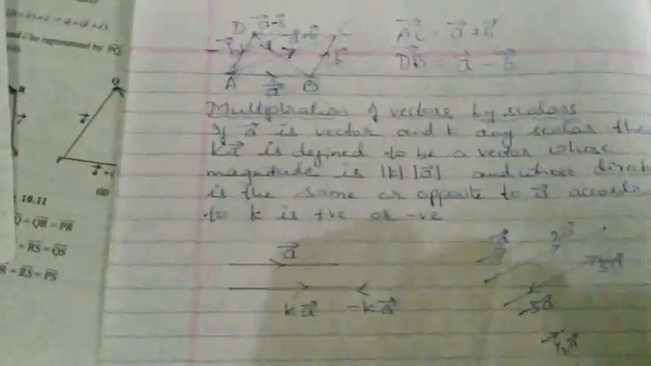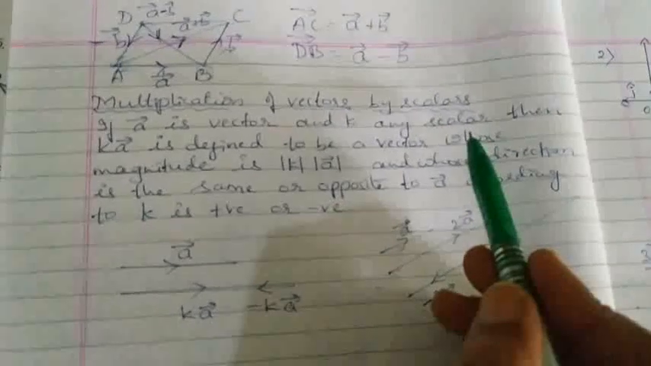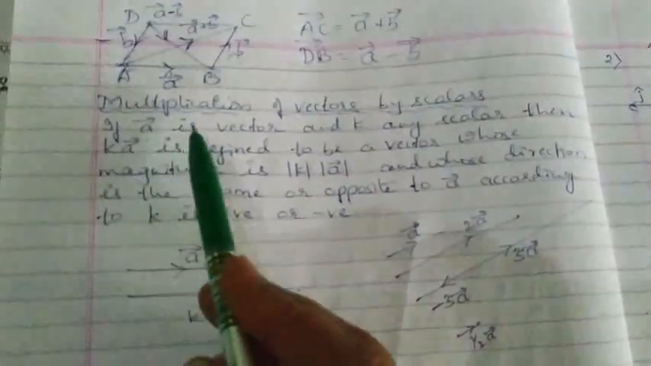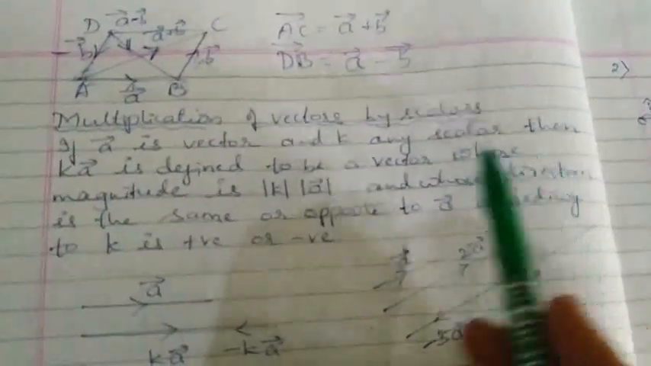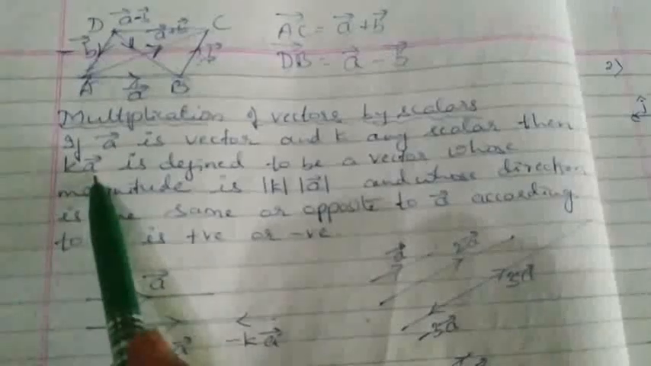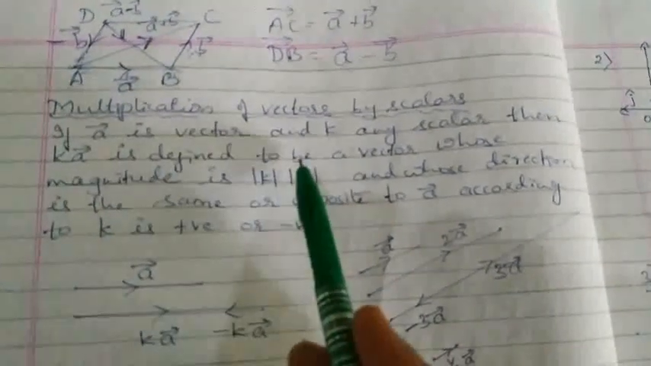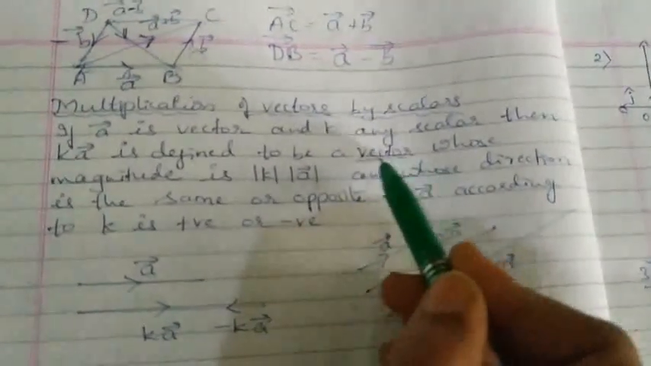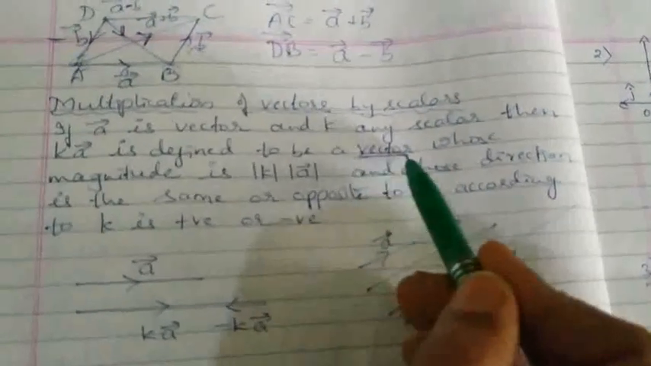So the definition says here, multiplication of vectors by scalars. What's going to happen if a scalar is multiplied to a vector? If vector A is a vector given to us and k is any scalar, then k into vector A is defined to be a vector. See, the result is once again a vector. When I multiply, the result is once again a vector.